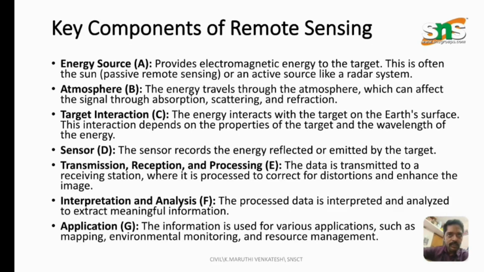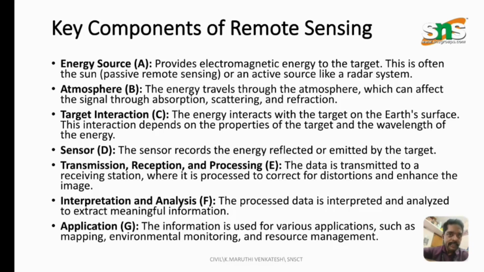Key components of remote sensing. Energy source provides the electromagnetic energy to the target. This is often the sun, passive remote sensing, or an active source like radar systems. Atmosphere. The energy travels through the atmosphere, which can affect the signal through absorption, scattering, and refraction. Target interactions. The energy interacts with the target on the Earth's surface. This interaction depends on the properties of the target and the wavelength of the energy.